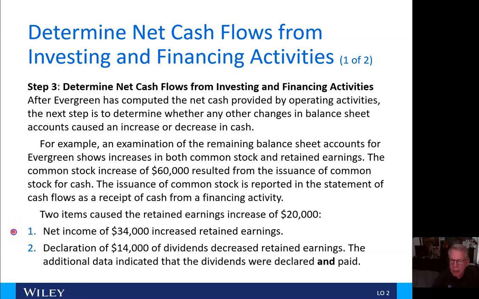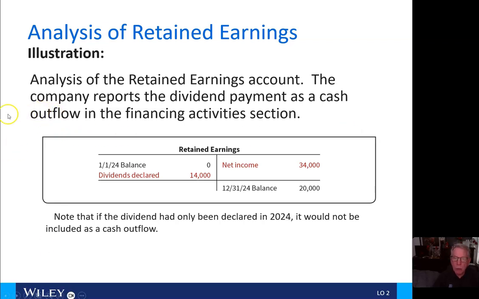Now, two items caused retained earnings to increase $20,000. Number one, we made net income of $34,000. That increased retained earnings when we did our closing entries and brought net income over to the balance sheet in retained earnings. Number two, however, we declared $14,000 of dividends, not on the income statement, and that decreased retained earnings. The additional data indicates that the dividends were declared and paid. So that's going to be a decrease of cash. If we analyze the retained earnings account, here's our net income, less the dividends we declared, giving us our ending retained earnings balance of $20,000.